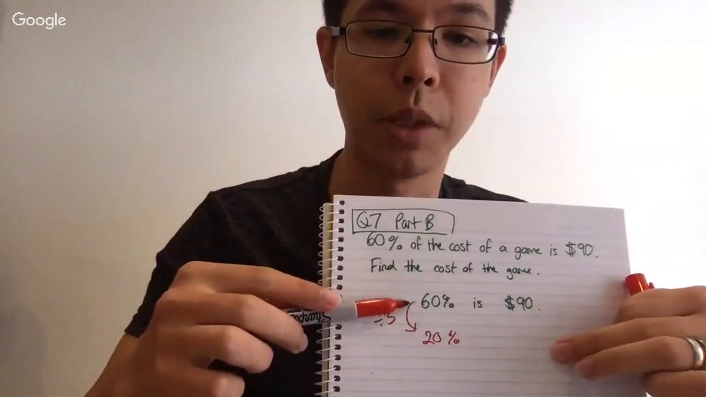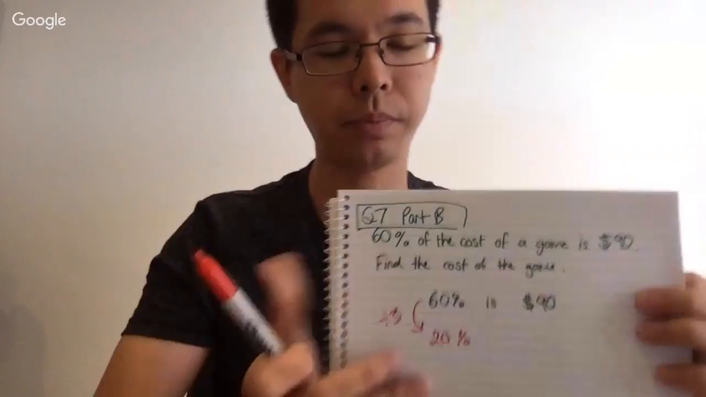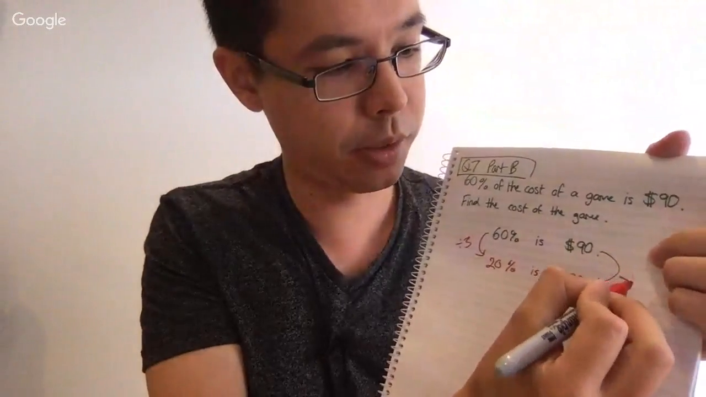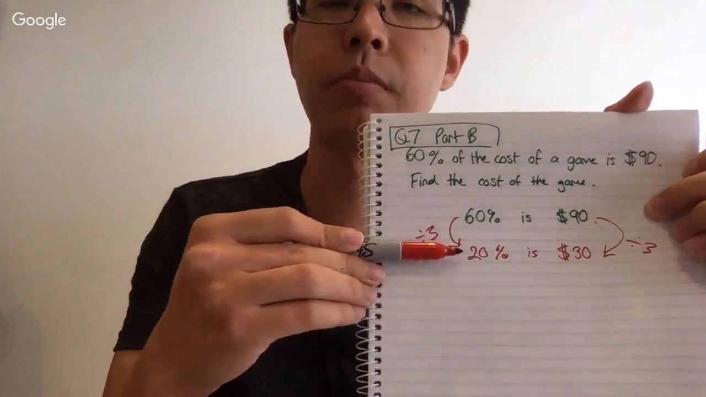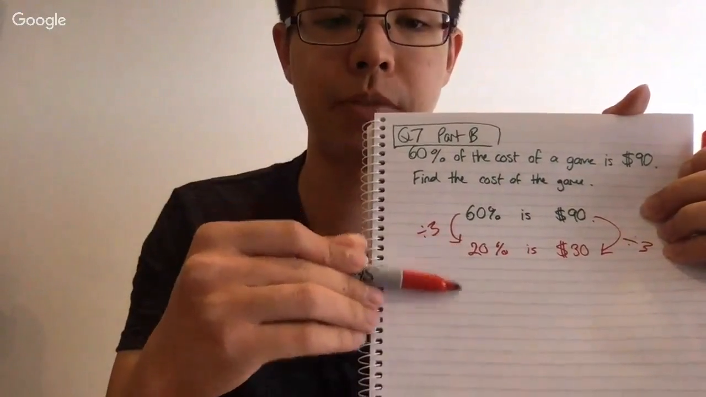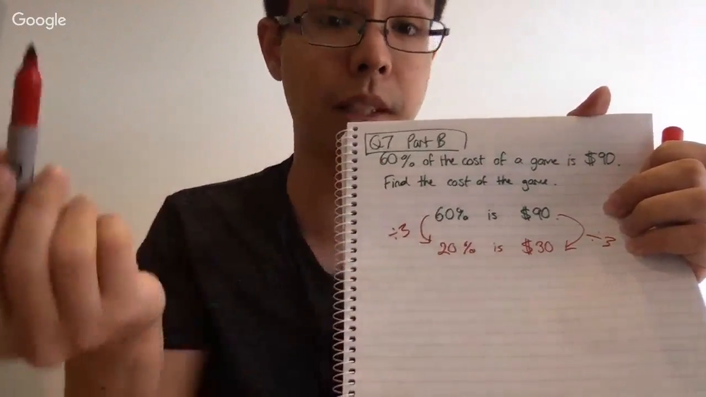So I do know that I can probably divide this number by 3. I could also divide this number really easily by 3. So 90 divided by 3 would give me 30. So there's my transition. And now I want to multiply this up to give me 100. So 20 times 5 should give me 100. So if I times this by 5 to 100%, I'll times this side by 5 as well, and that should give me the original cost.